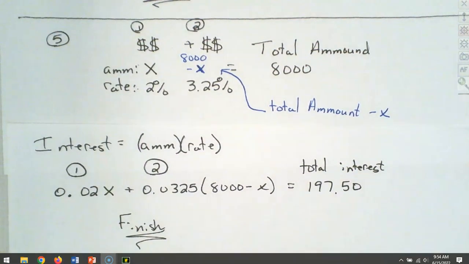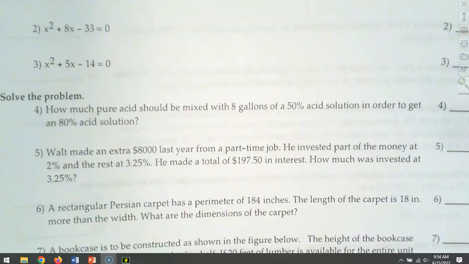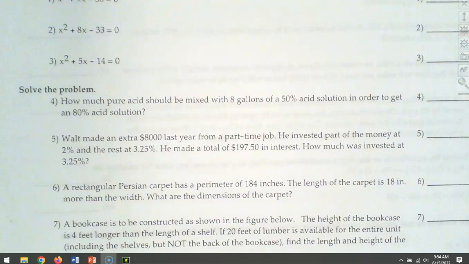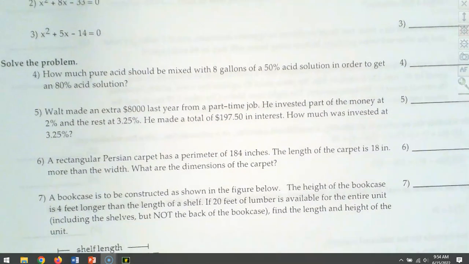Question 6. We're looking at a rug here. A rectangular Persian carpet has a perimeter of 184 inches. The length of the carpet is 18 inches more than the width. What are the dimensions of the carpet?